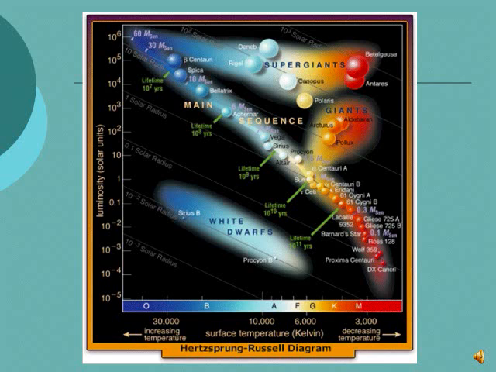Now let's look up at the top where it says supergiants. You have Deneb, you have Rigel, you have Betelgeuse at the top right-hand side, and Antares. Antares is actually one of the closest stars to us.